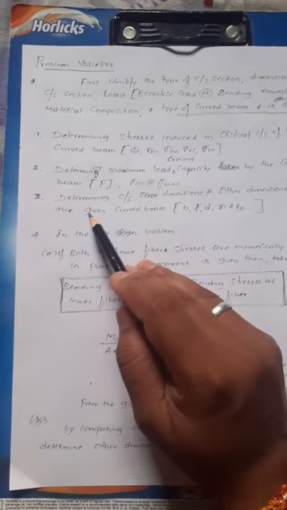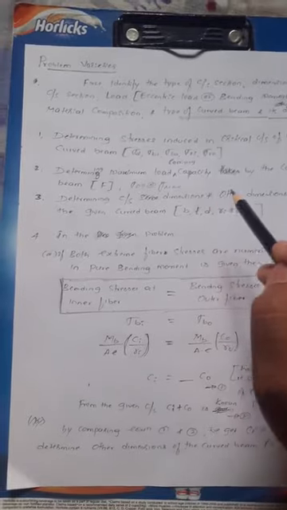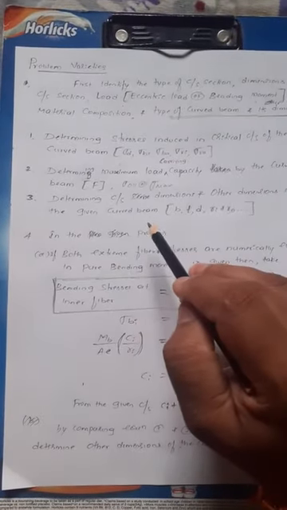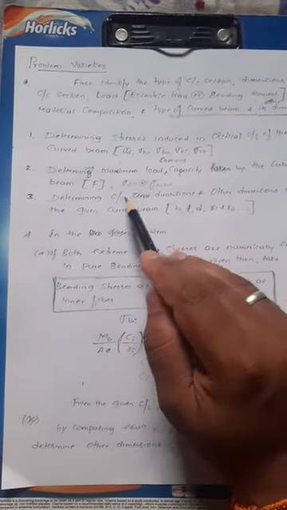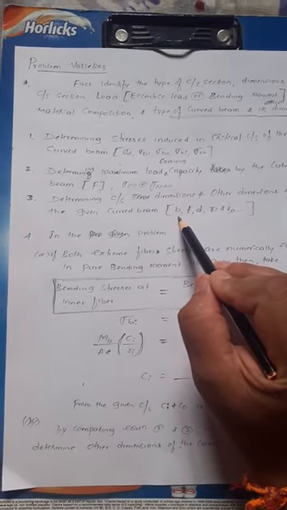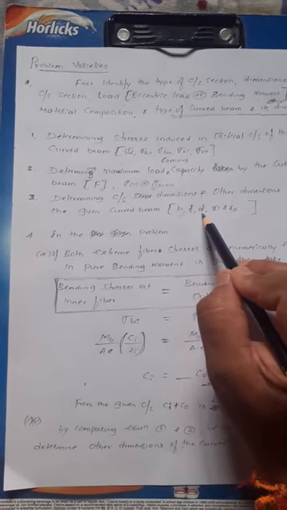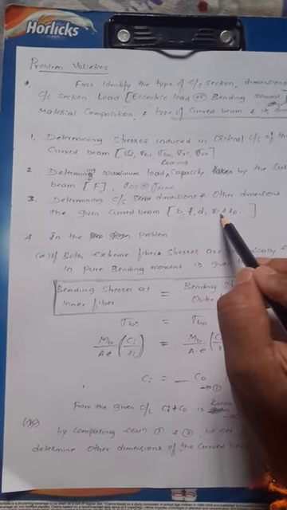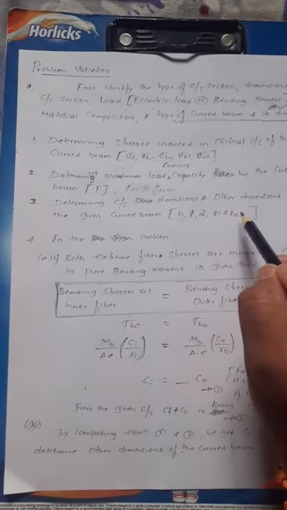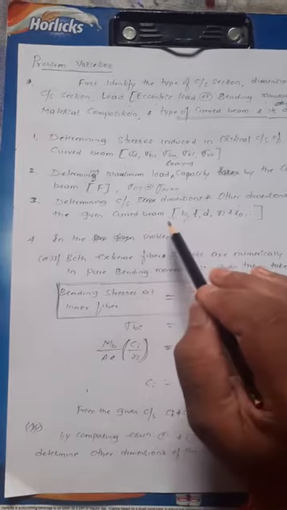The third variety of problem is determining the cross-section dimension and other dimensions of the given curved beam. Cross-section dimension means, for a rectangular cross-section, the breadth and thickness; for a trapezoidal cross-section, bi, b naught and thickness; and for a circular cross-section, the diameter. Other dimensions are the radii of the inner and outer fibers. This is the third variety of problem.